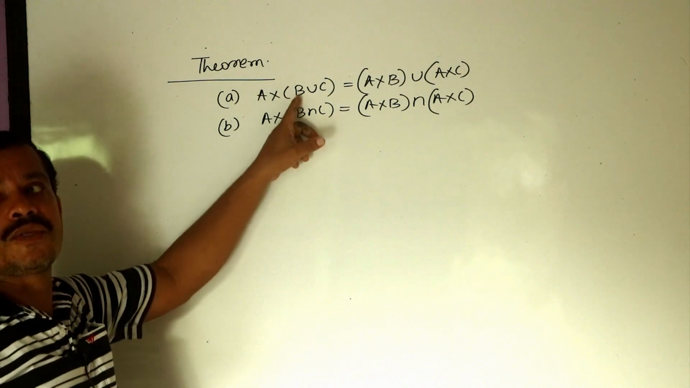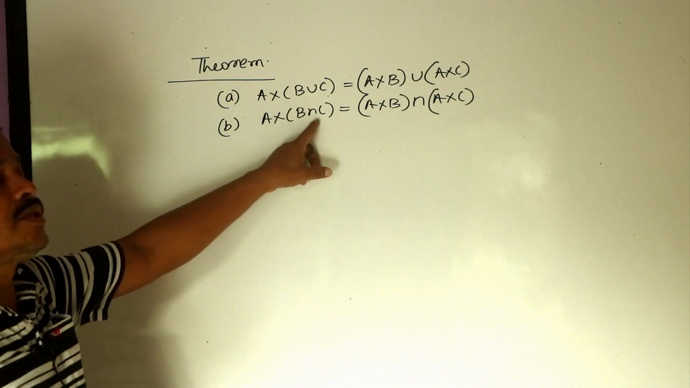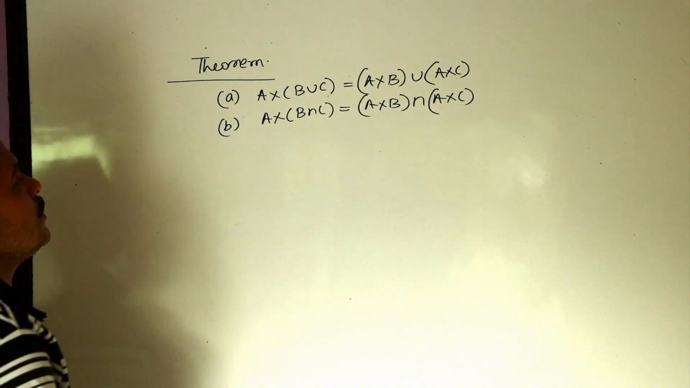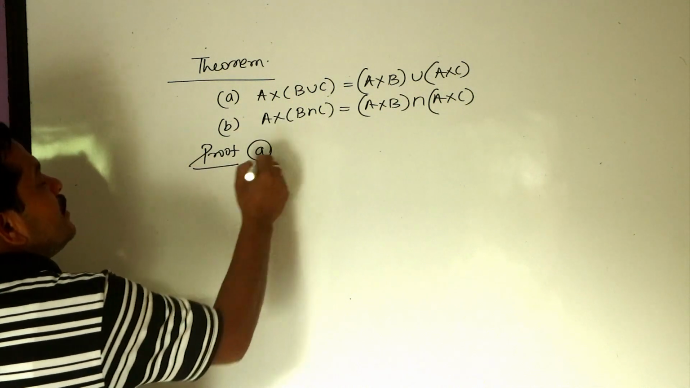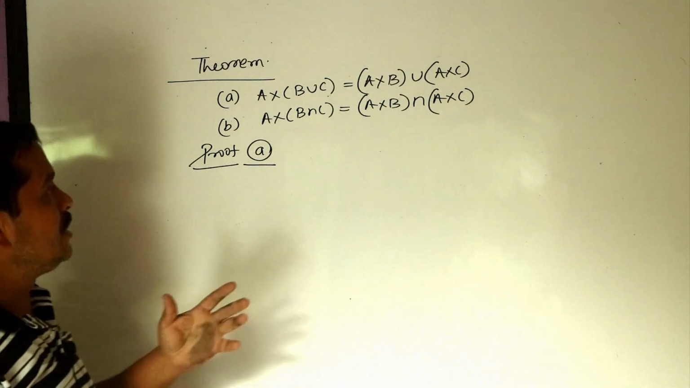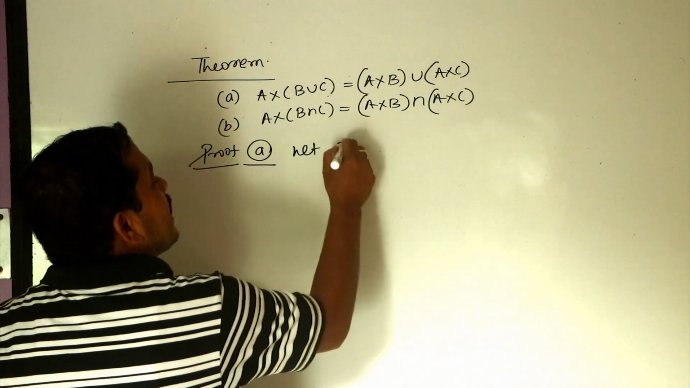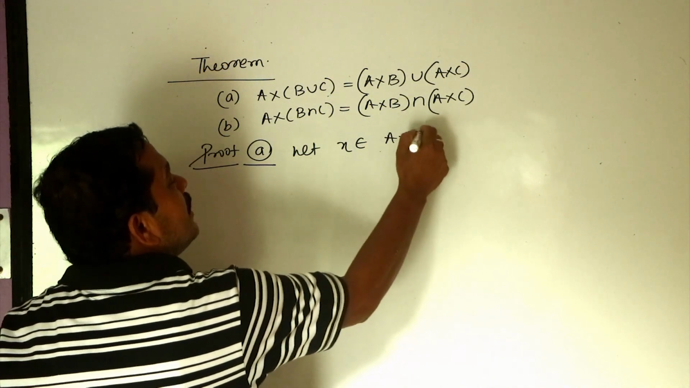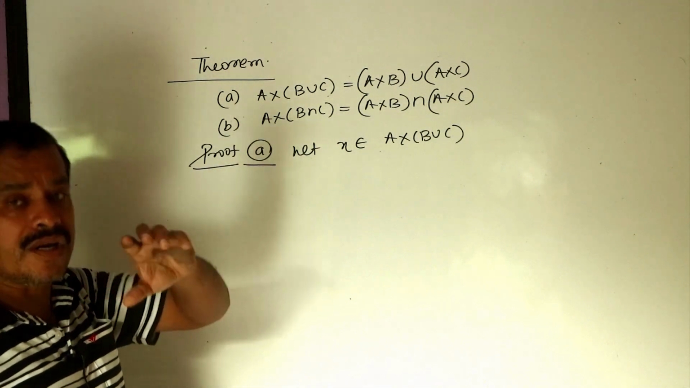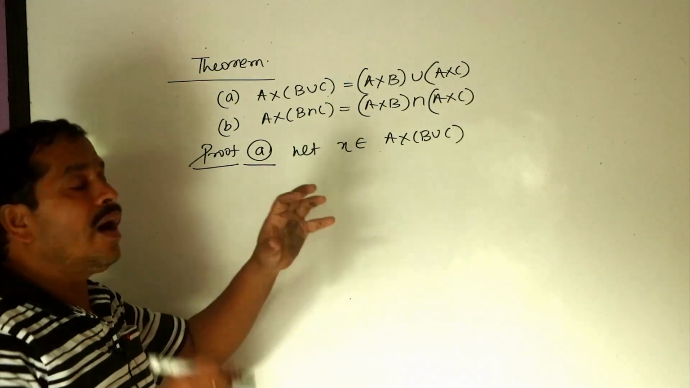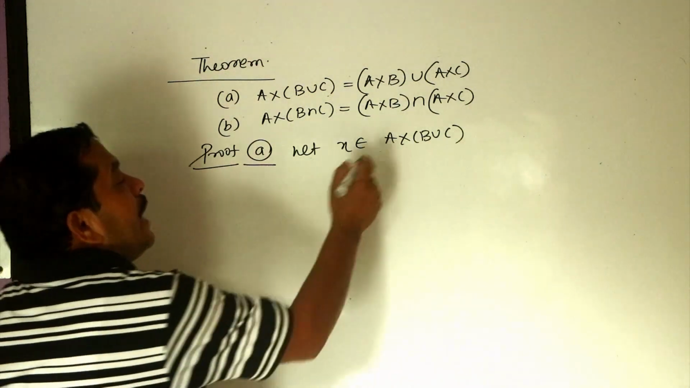First is cross product is distributive over union. Second is cross product is distributive over intersection. First bit, then you can prove the second bit as homework. Very easy. But some students take x belongs to A cross (B union C). That is totally wrong. You cannot take a single element because all the cross product elements are pair elements, ordered pairs.